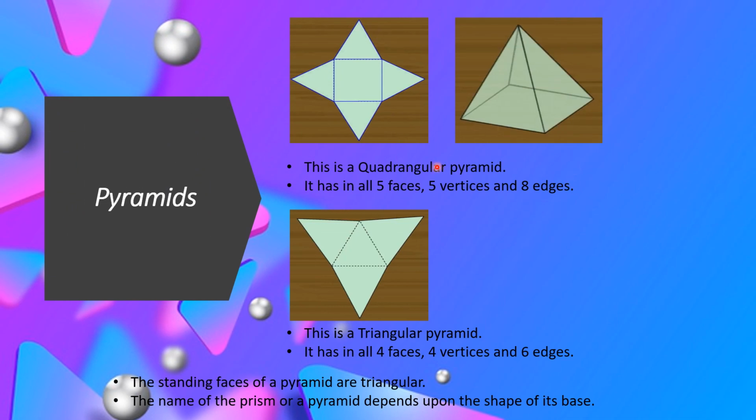Next we have pyramids. Again, when I speak about pyramids, there are two kinds: one is the quadrangular pyramid, one is the triangular pyramid. What is the difference? In the quadrangular pyramid we have a square in between. It has a square shape at the bottom and the rest are triangular shapes. But in the triangular pyramid, everywhere we can see, the bottom or upper portion, everything is in triangular shape. So the pyramid which has a square in one of its faces is quadrangular. A pyramid which has triangular faces everywhere is called a triangular pyramid.